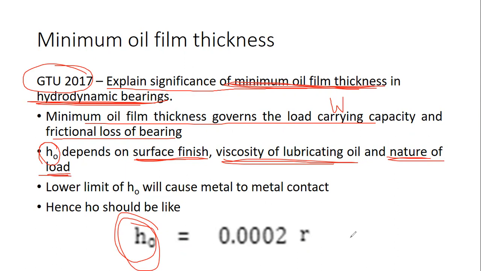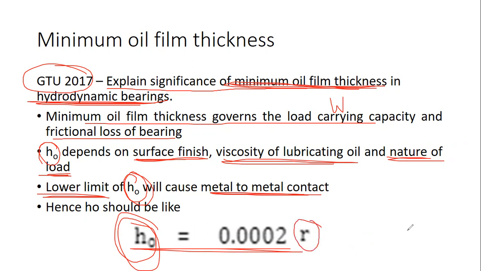So if the surface finish is poor, lubricating oil viscosity is less, and very high load is there, obviously metal to metal contact will occur because H0, the minimum oil film thickness, will not be sustained in that case. So you should avoid a low minimum oil film thickness because a low limit of H0 will cause metal to metal contact, friction, wear and tear, heat. So how much should you select? H0 should be 0.0002 into R, the radius of the journal.